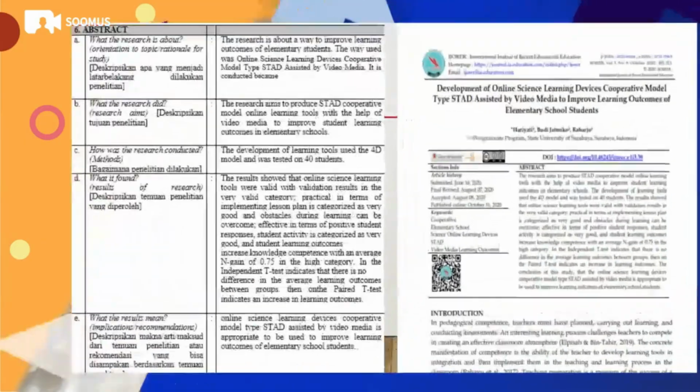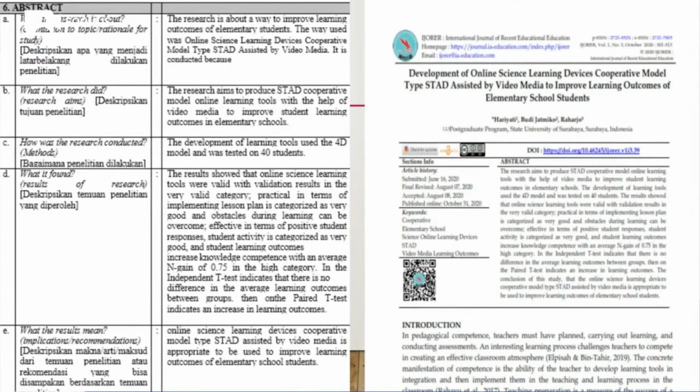Okay, next, abstract. We talk about abstract. In this abstract, there is information about what the research is about. Here in this article, the research is about a way to improve learning outcomes of elementary students. The way used was online science learning devices, cooperative model type, assisted by video media. So we can find the information here in this part.